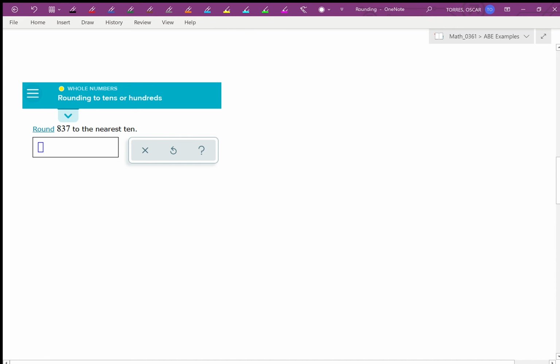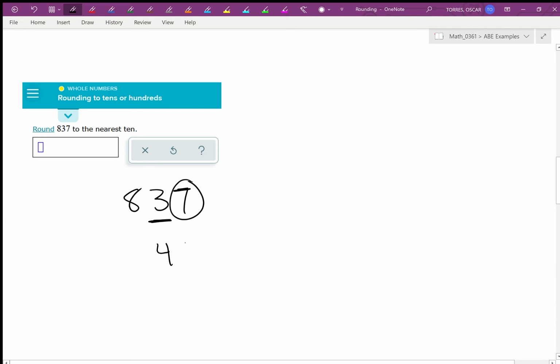This problem wants us to round to the nearest 10. So I'm going to copy it down, and I'm going to circle that 10 place value, which in this case would be the 3. So I underline the 3, and I circle the 7. That circle will tell me whether the 3 is going to go up or whether the 3 is going to stay the same. Because the 7 is greater than 5, this 3 is going to change into a 4.